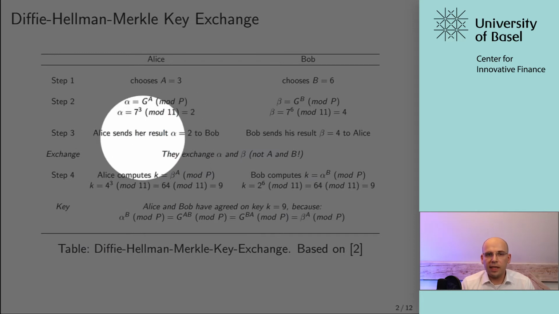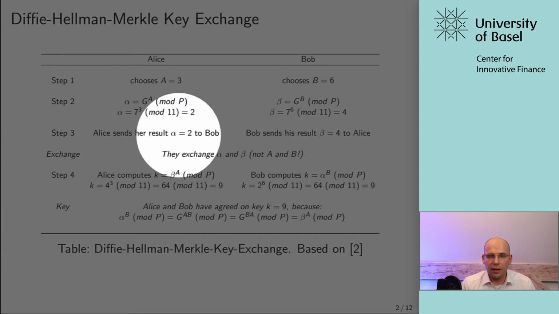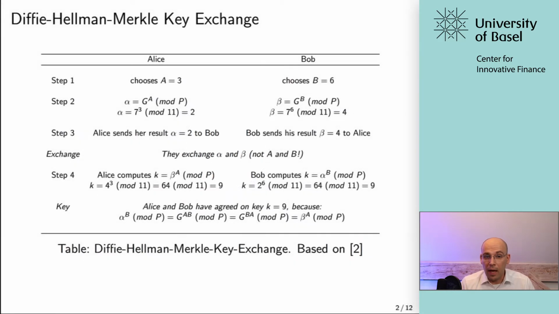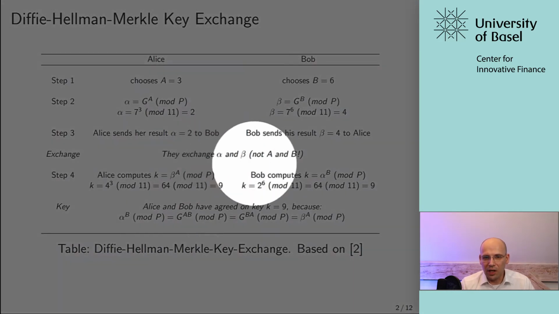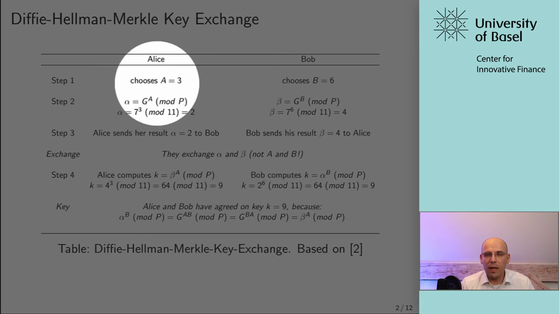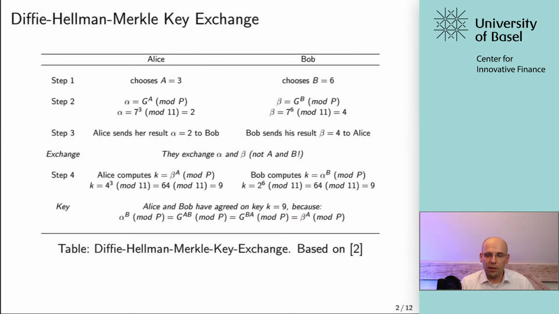Okay, so this alpha value, this number 2, it will touch the unsecured channel, and therefore we assume it could be potentially known also to the eavesdropper Eve. But Alice is not going to share A, so the private information A remains hidden. It's only known to Alice. It's not going to touch the unsecured channel.